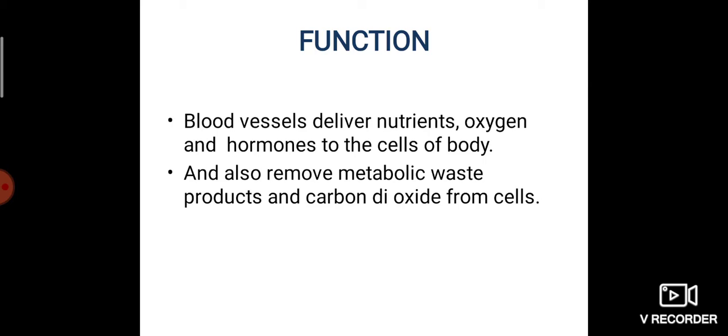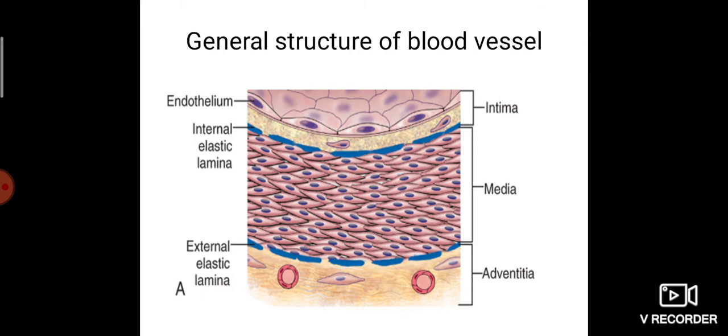So regarding the function, blood vessels deliver the nutrients, the oxygen, and even the hormones of the body, reaching the cell through the bloodstream. And also they remove the metabolic waste products and the carbon dioxide from the cells. So it has different functions: supplying nutrients, oxygen and hormones to the cell, and also removing metabolic waste products and carbon dioxide from the cell. In this picture you can see the general structure of our blood vessel.